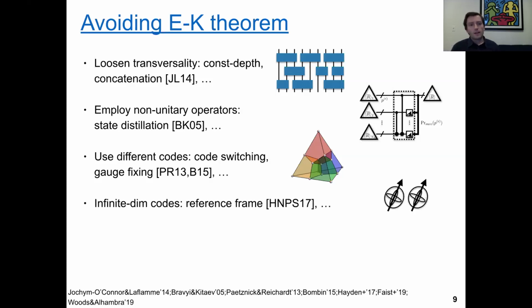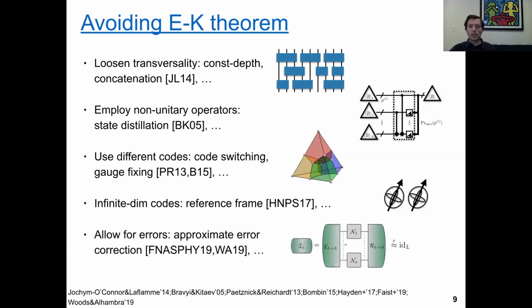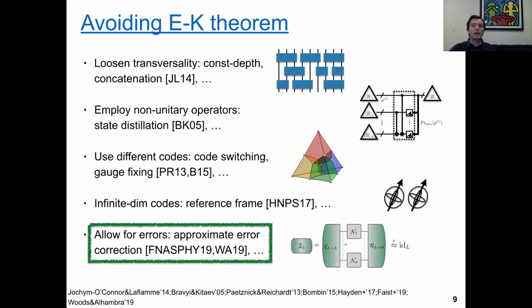Also, we can avoid the Eastin-Knill theorem by violating the assumption about the dimensionality of the local Hilbert space. We can consider, for instance, some subsystems with infinite-dimensional local Hilbert space, and this was done in the context of reference frames. And lastly, one can allow some small errors. This is the setting of approximate error correction, and indeed, I will be looking at this setting more in the rest of the talk.